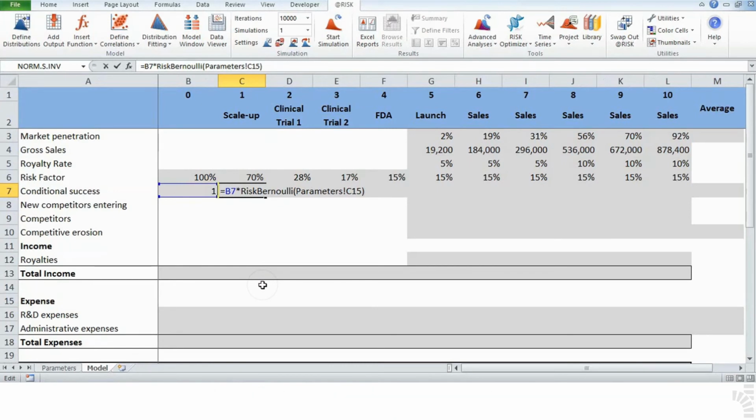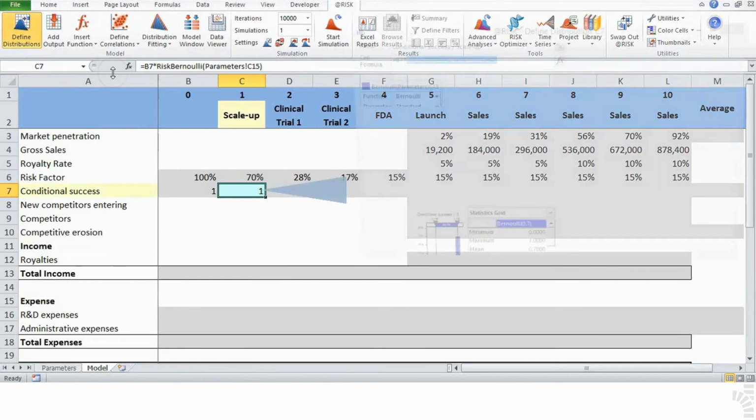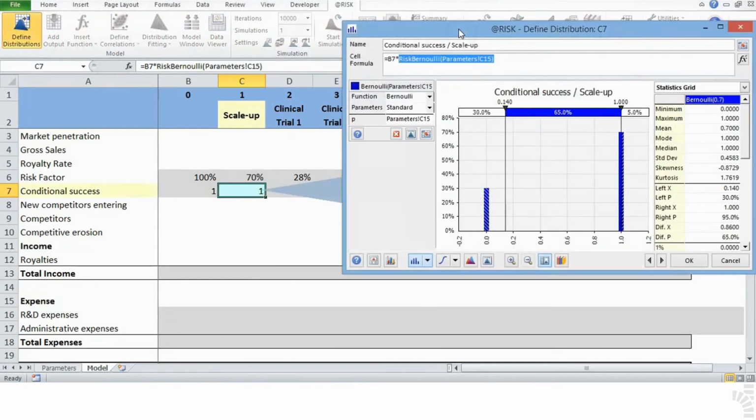38. With your cursor on cell C7, click on its Risk Define Distributions button. Since a distribution function has previously been defined on top of this cell, you will see the following dialog. During a simulation, 30% of the iterations on this cell C7 will generate a 0, and on 70% of the cases, a 1, the only two possible values that a Bernoulli could generate.